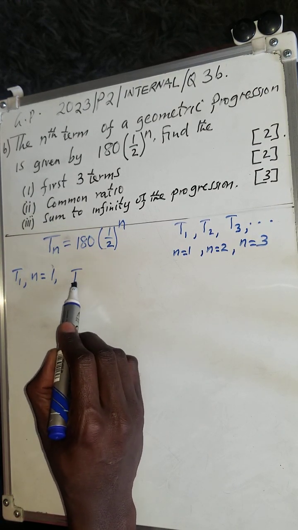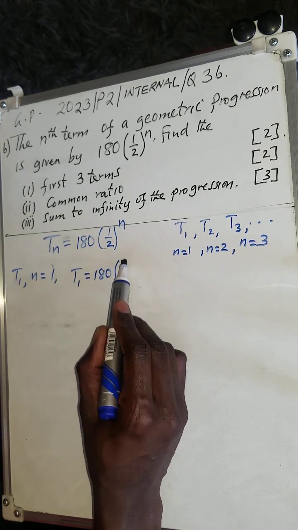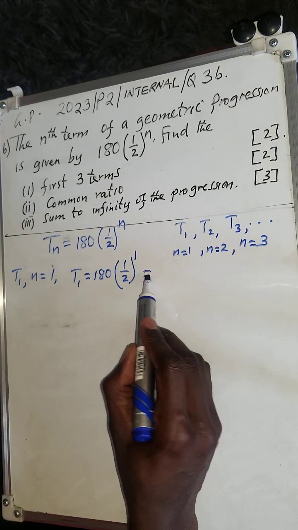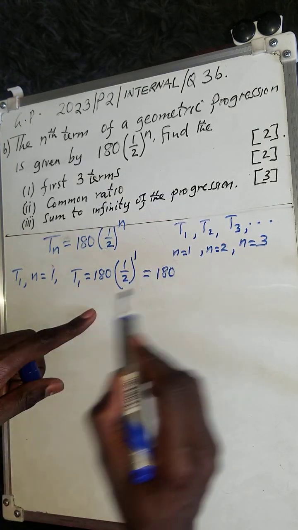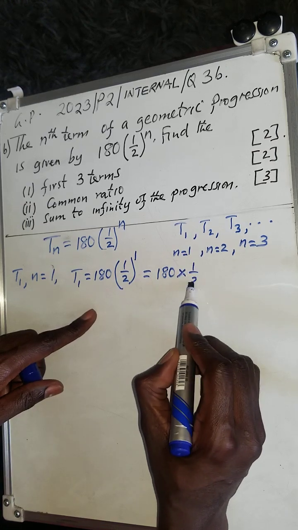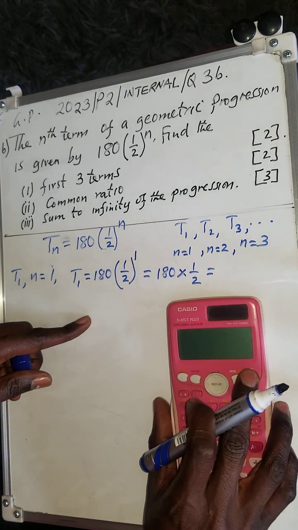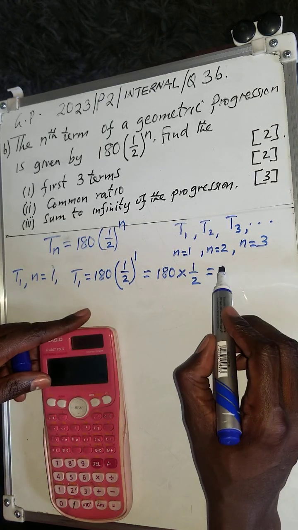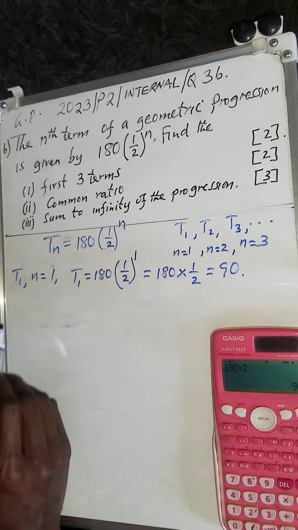T1 is equal to 180 times 1 over 2 raised to the power 1. But 1 over 2 raised to the power 1 will simply give you just 1 over 2. So it will be 180 multiplied by a half. In other words, it's 180 divided by 2, and that is going to give you 90.